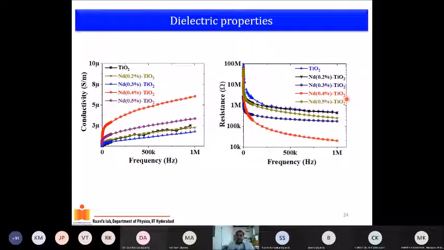So this measurement gave us an understanding of the right composition of my Nd-doped titania, which should have good electric transport. That way I am able to judge or predict that if I make a device with this material, I should get better performance with Nd 0.4 TiO2. Correct? This is the point.